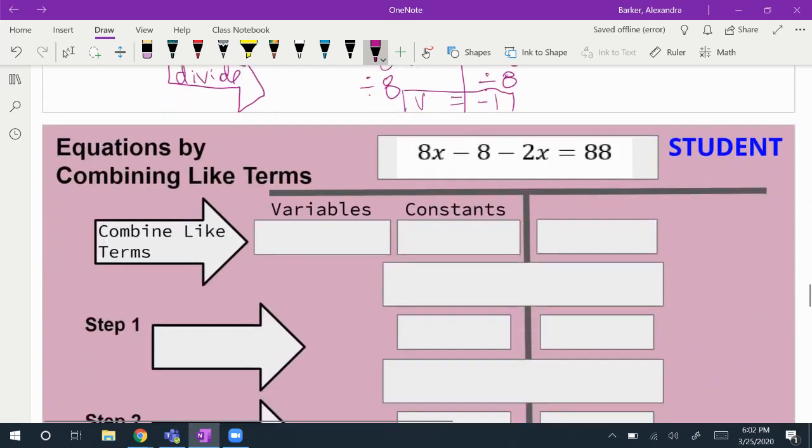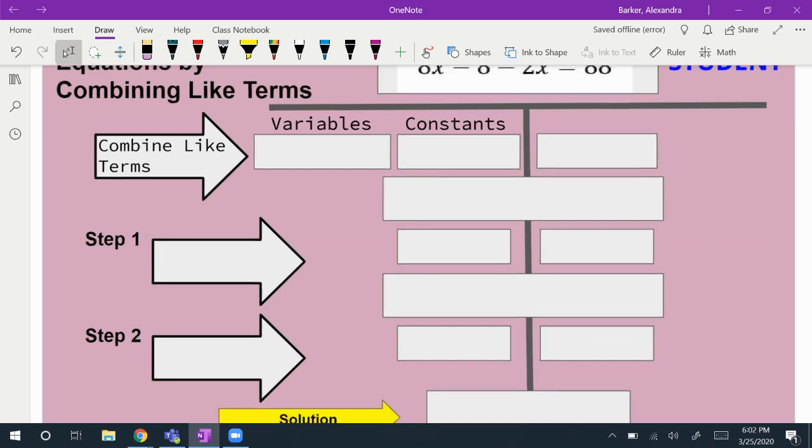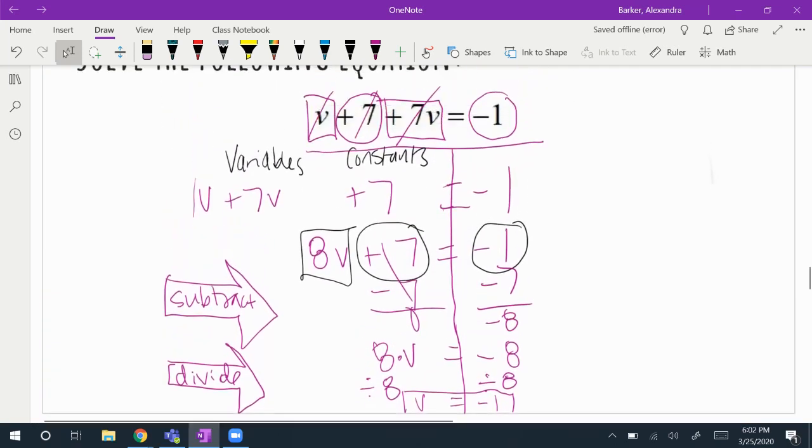Awesome. You have a problem that is very similar. Go ahead and pause the video. Try this one on your own. Come back once you've given it a try and to check your work.